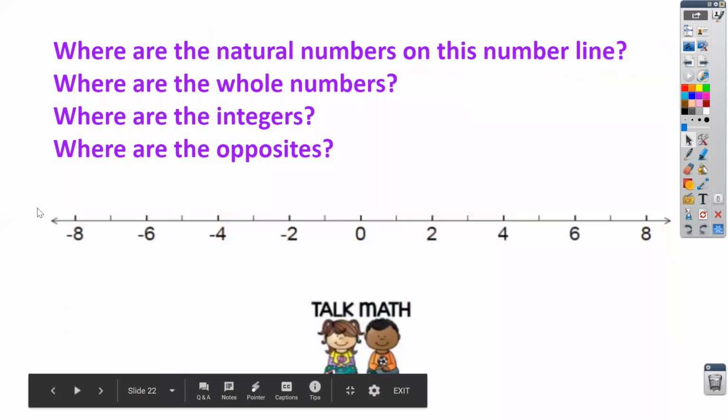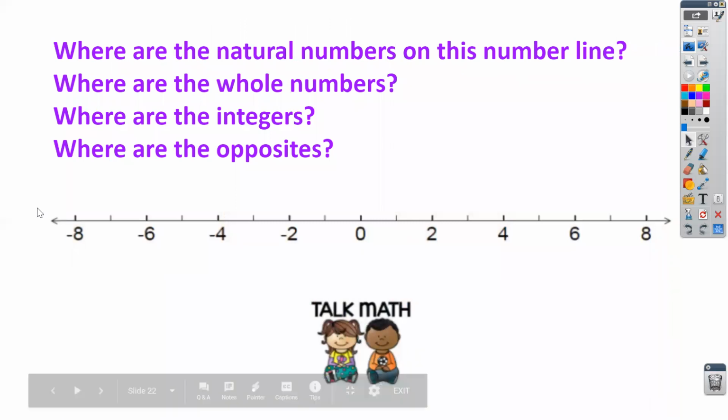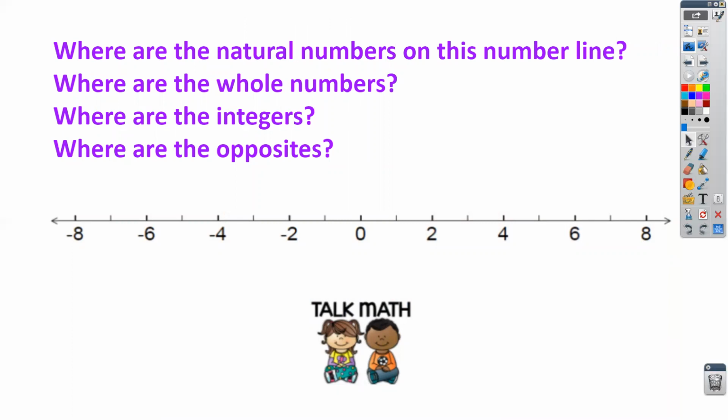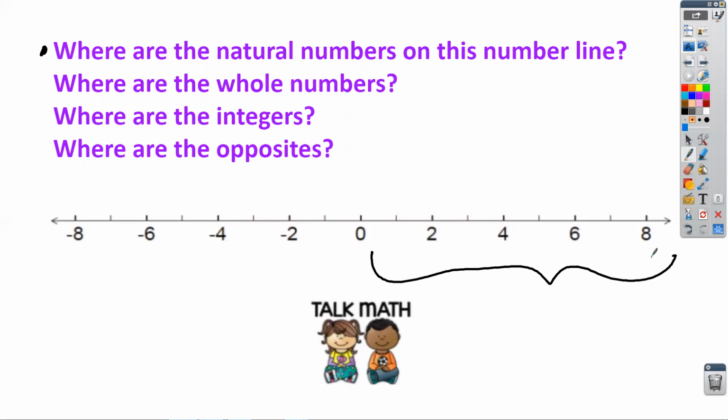So now that you've talked about different types of positive and negative numbers, let's really quick review some things we know about this. So we did a lot of this on Wednesday. So where are natural numbers on this number line? Well, the natural numbers are going to be located over here on the right-hand side. Remember, it's all whole numbers, not including 0, so starting with 1.